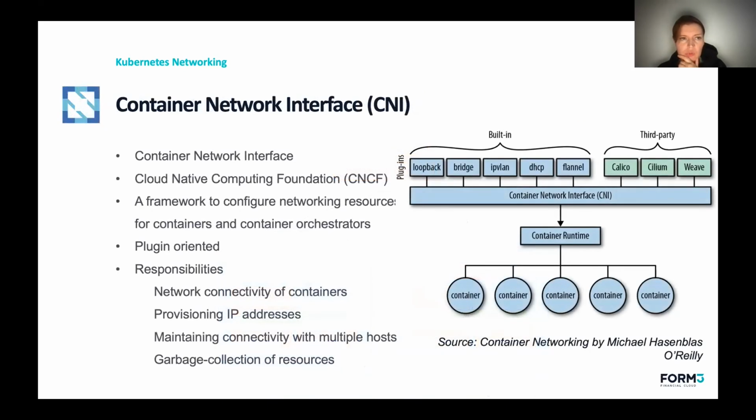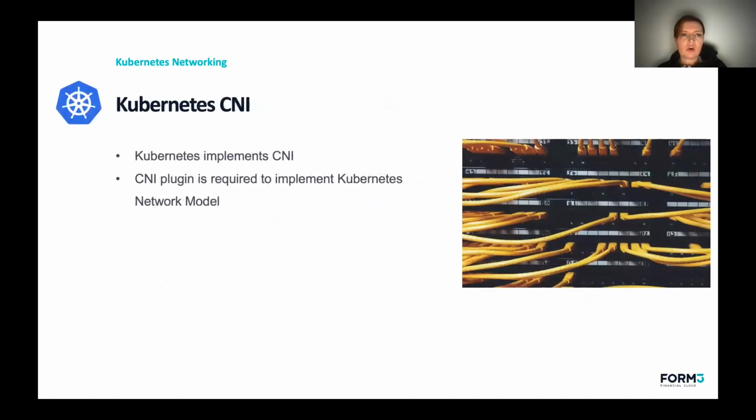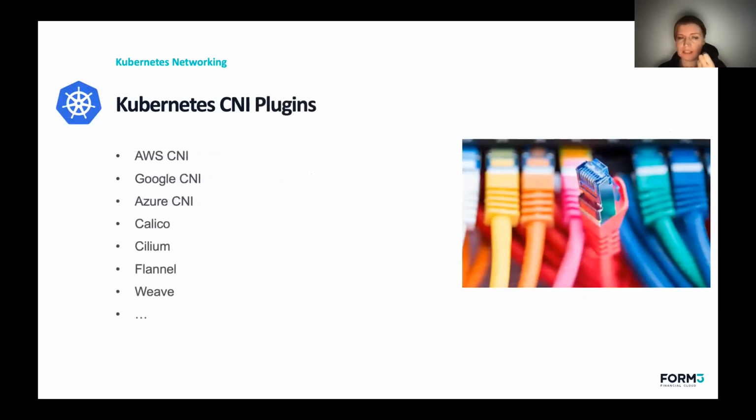When it comes to Kubernetes and networking, the important term is Container Network Interface, CNI. CNI is a framework to configure networking resources for containers, and this framework is plugin oriented. So basically, to provide networking capabilities for Kubernetes clusters, we need to provide a CNI. A CNI plugin is required to implement the Kubernetes networking model, and we have different CNI plugins.